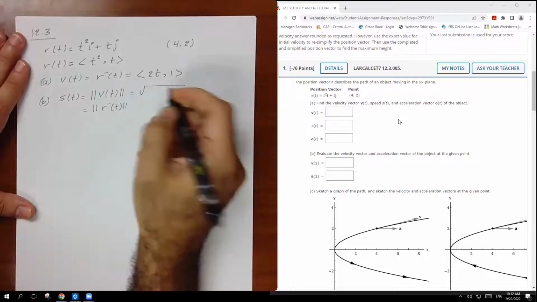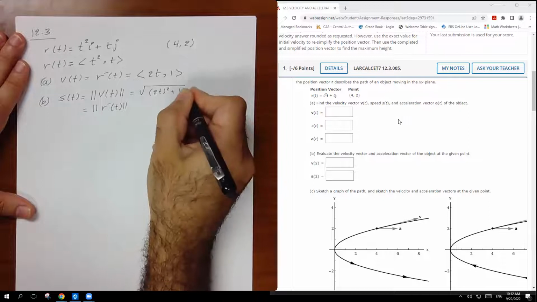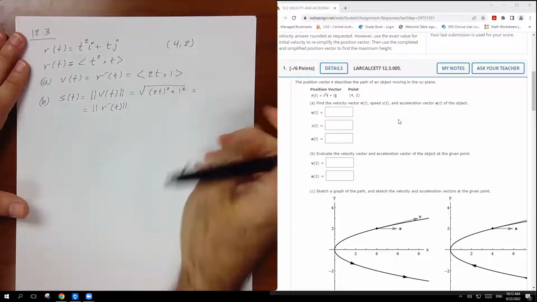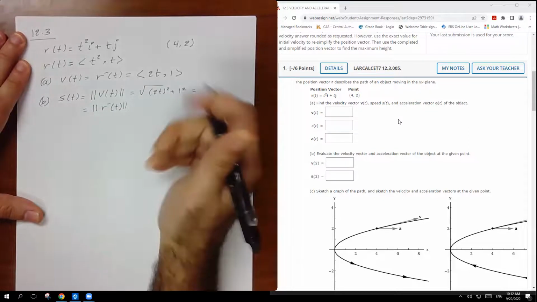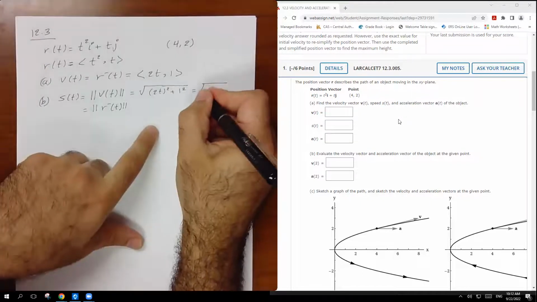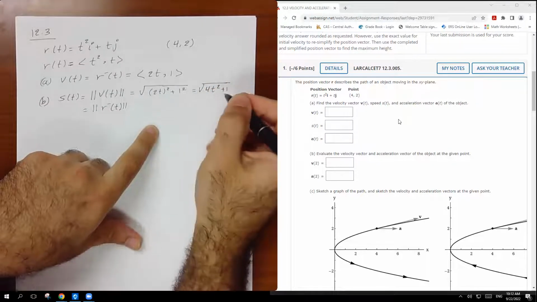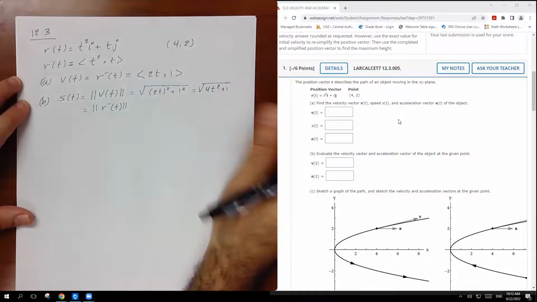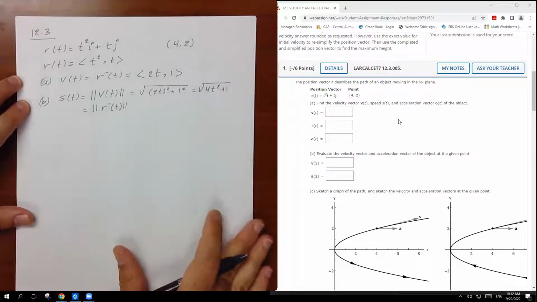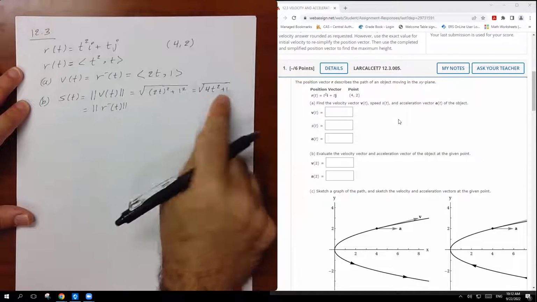It's going to be the first component squared plus the second one squared. So that means it's going to be the square root of 4t squared plus 1. That's it. You don't have to simplify it, just keep it like this. This is not a vector, it's a length. So that means this is a scalar.